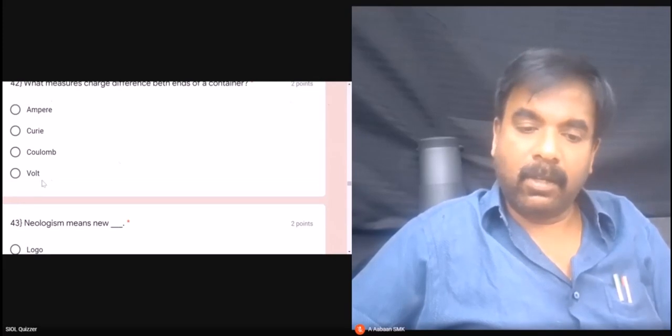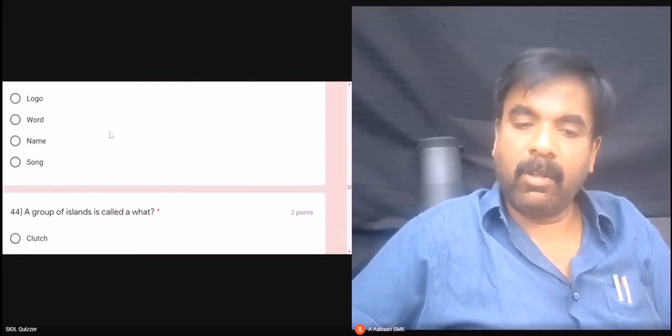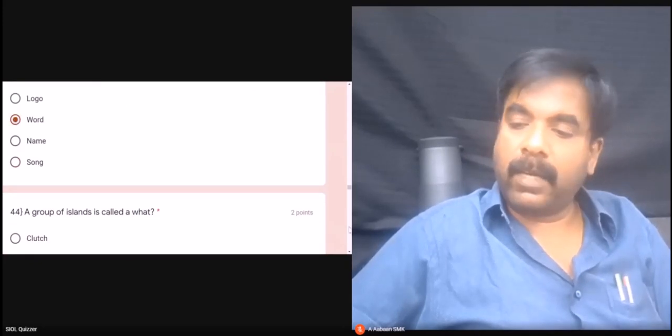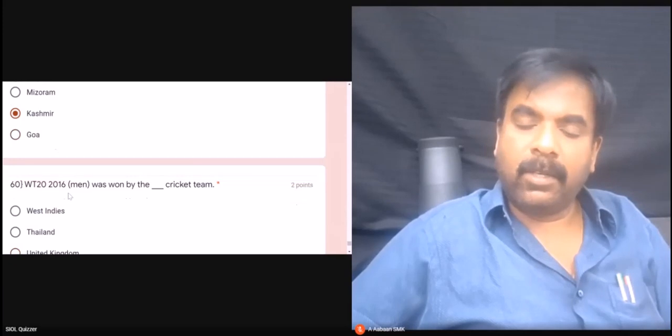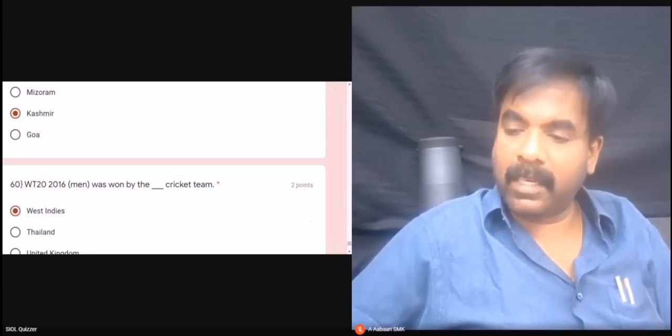Charge. Okay, neologism. See the word neologism. Logo means word. Okay, so group of islands. Okay, the Whirl of Petals is called. World T20 2016 was won by the West Indies cricket team.